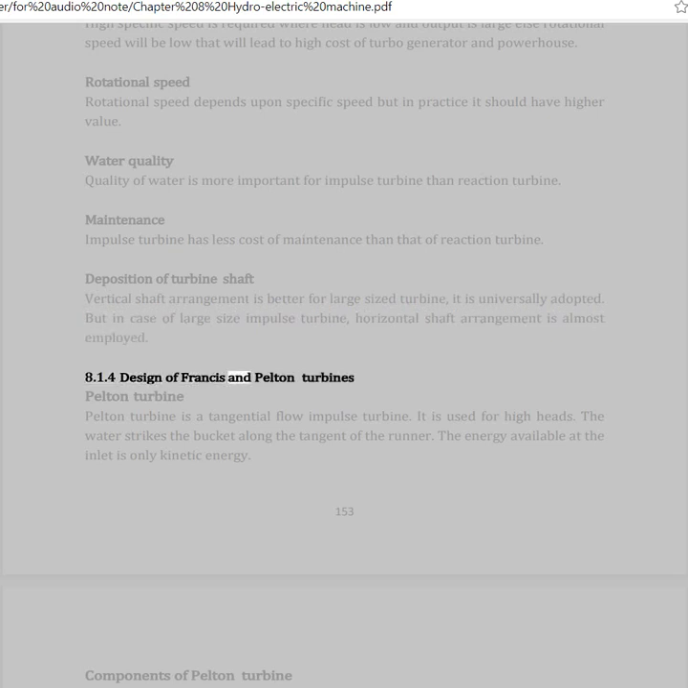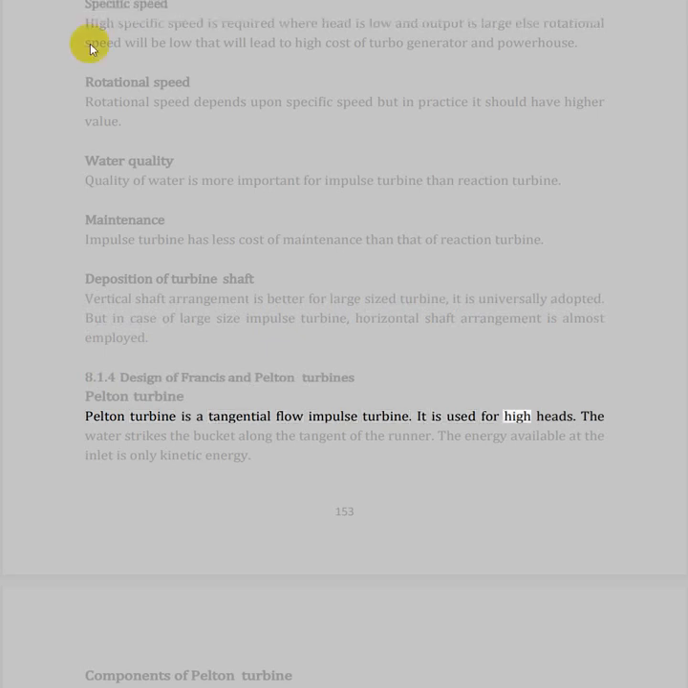8.1.4 Design of Francis and Pelton turbines. Pelton turbine. Pelton turbine is a tangential flow impulse turbine. It is used for high heads. The water strikes the bucket along the tangent of the runner. The energy available at the inlet is only kinetic energy.